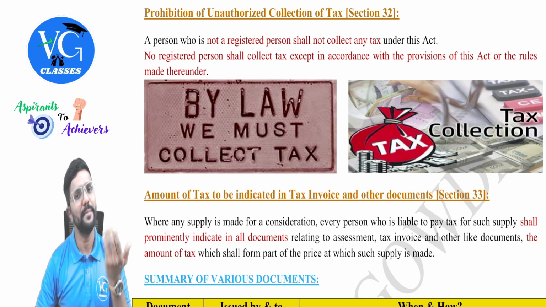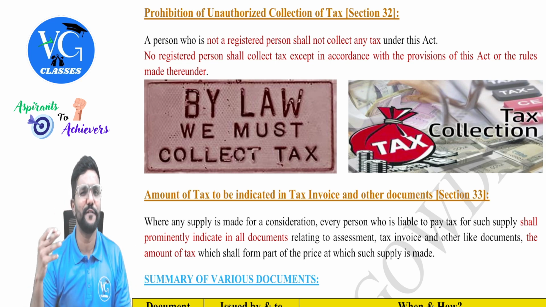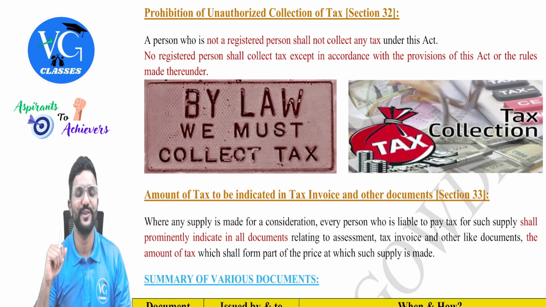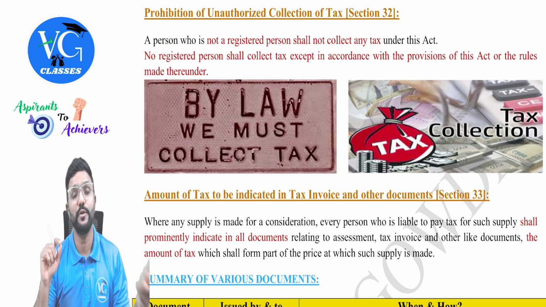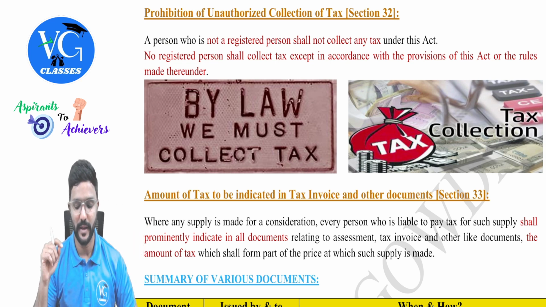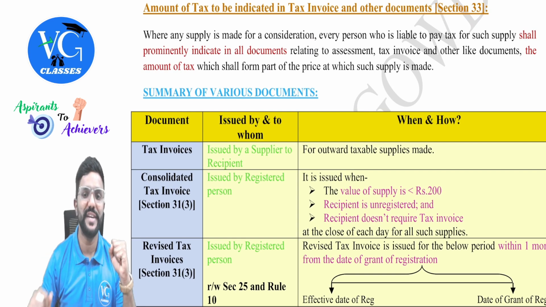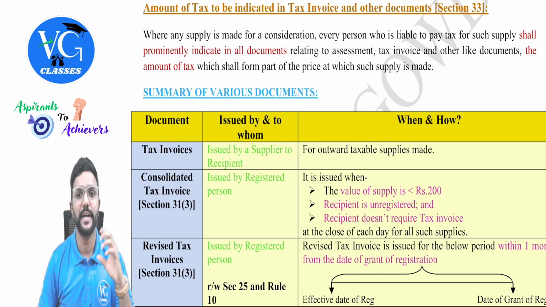And even assume I am a registered person under GST. On my outward supply, 5% GST is applicable. But can I collect it at a higher rate like 12%, 18% and all? No. Whatever is the rate applicable on my outward supply, I can collect only that much. And that too, I cannot keep whatever I am collecting. I have to remit it to the government within the due date. Yes. Next, 33. Amount of tax to be indicated in the tax invoice and other documents.